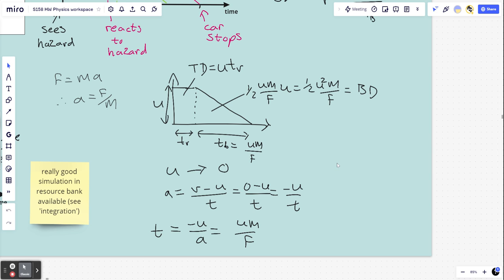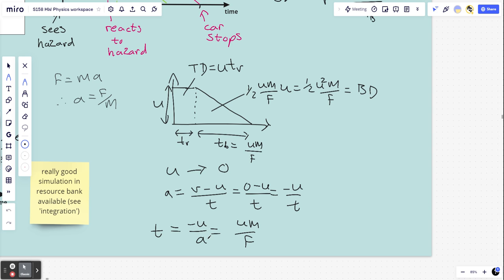Well, we know that force, I did it up here, look. Force is equal to ma, so a is equal to F over m. Now F would be the frictional force causing the car to decelerate. So what we can do now is sub the F over m into where a was.